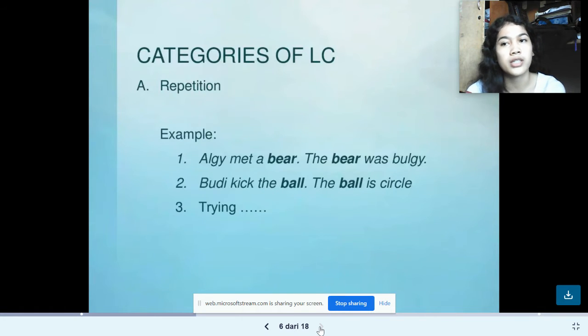And then for repetition, I have an example here. I really need a beer. The beer was the buggy. The meaning here is beer.